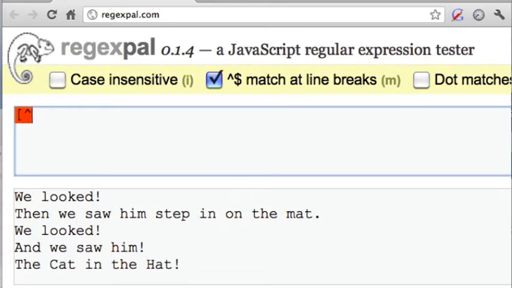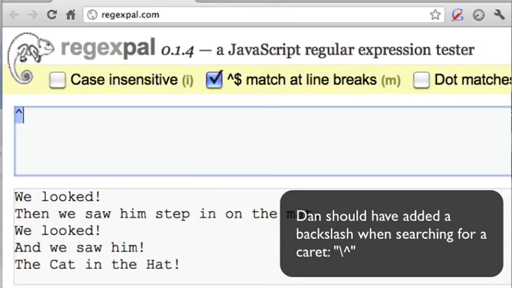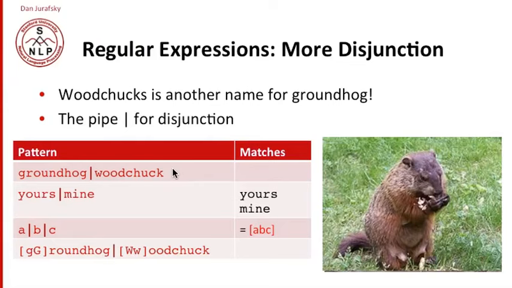How about looking for a caret? Are there any carets in here? There are none. So there are no carets in, so nothing matches. Another kind of disjunction, which can be used for longer strings, is the pipe symbol, sometimes called or pipe, or just disjunction. So groundhog or woodchuck will mean either the string groundhog or the string woodchuck. So we can use the pipe symbol sometimes for the same thing as the square brackets. So A pipe B pipe C is the same as square bracket ABC.